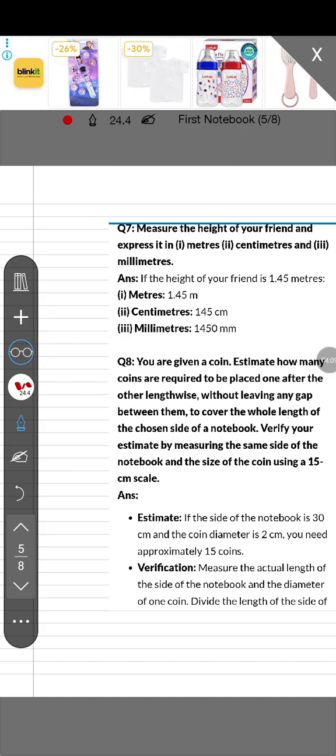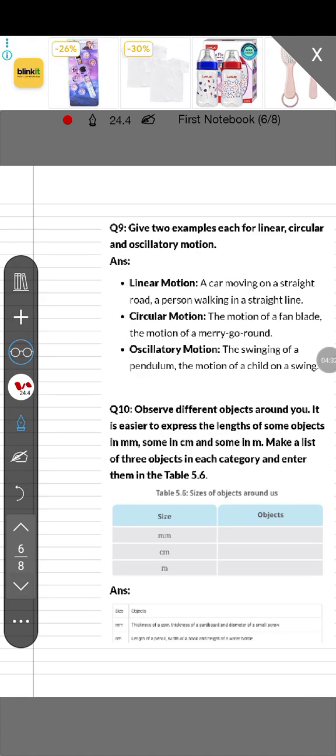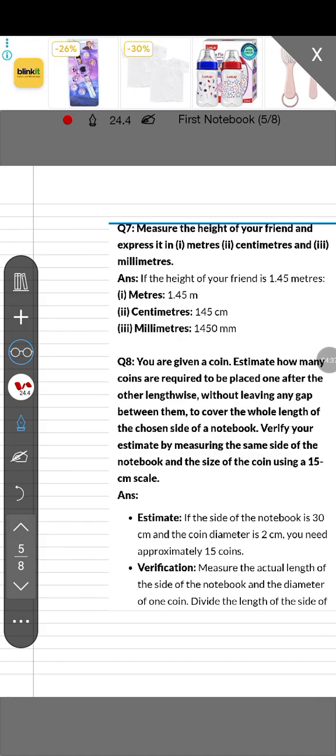Verify your estimate by measuring the same side of the notebook and the size of the coin using a 15 centimeter scale. So simply take a notebook. If the side of the notebook is 30 centimeters and the coin diameter is 2 centimeters, you need a total of 15 coins. Verification: measure the actual length of the side of the notebook and the diameter of one coin, divide, and the total value will be exactly equal to the diameter of the total coins.